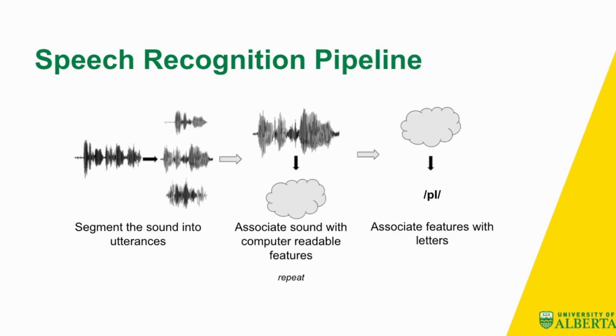So let's talk now about how speech recognition actually works, or at least the pipeline. Basically, to start, you have a full speech sample, something that you want to transcribe. That's split up into its components. So we can see on the left, we have a single unit. We split that into 3 components. And then we associate each of those components with computer readable features.